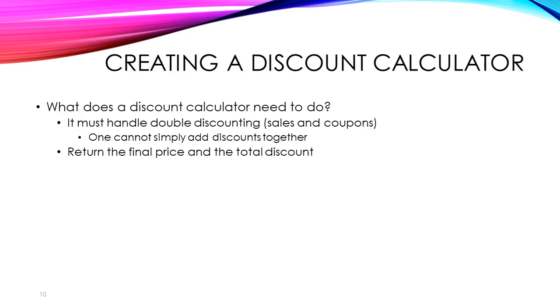What does a double discount calculator need to do? It has to handle sales and coupons, and you can't simply add discounts together. It turns out it's a little more complicated. So we want our function to return the final price and the total discount, which will include the sale and any coupons we have.